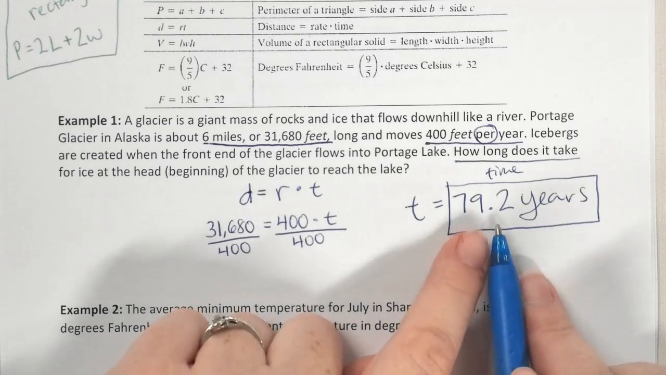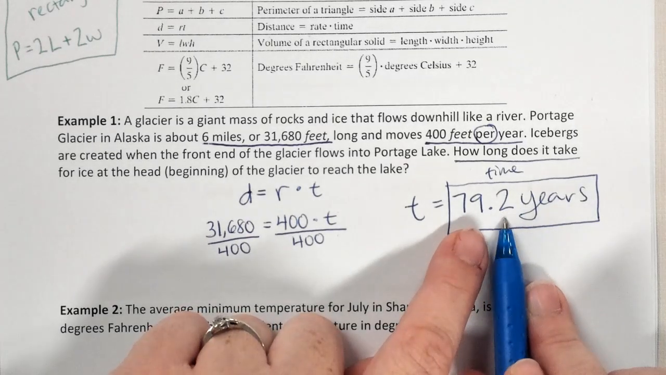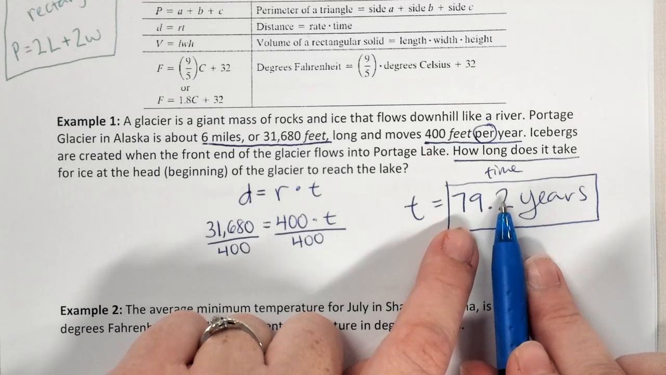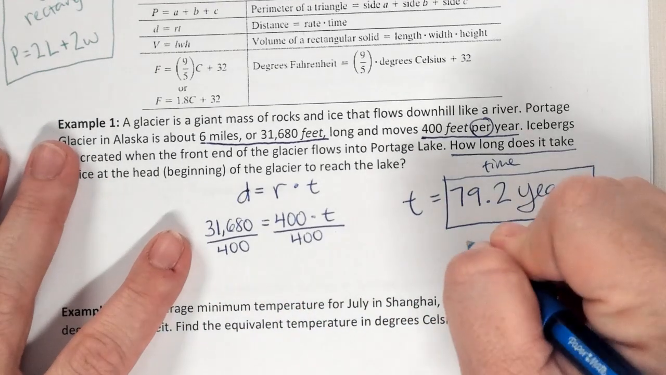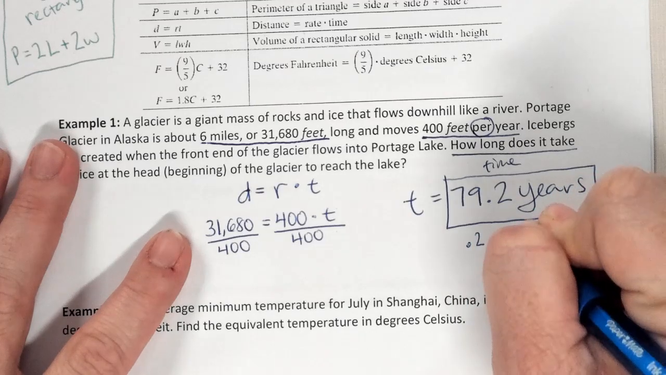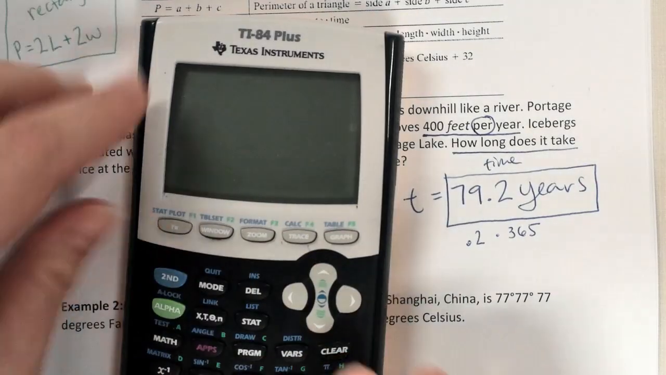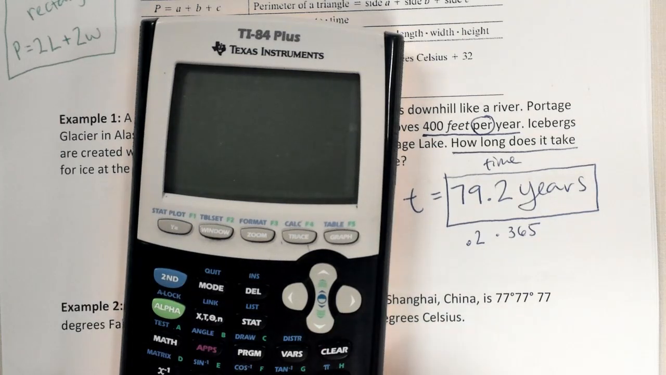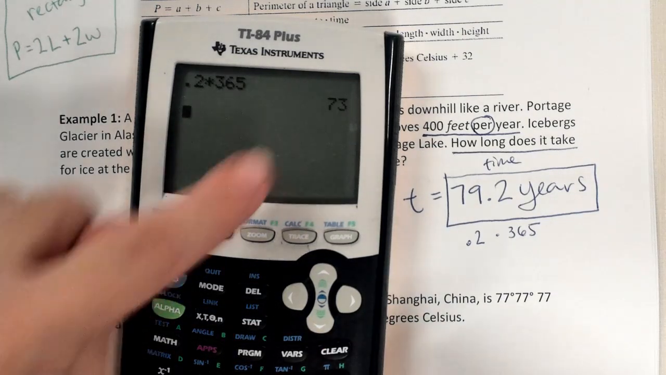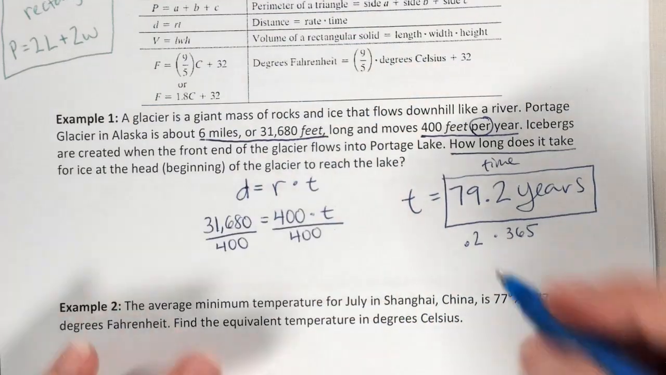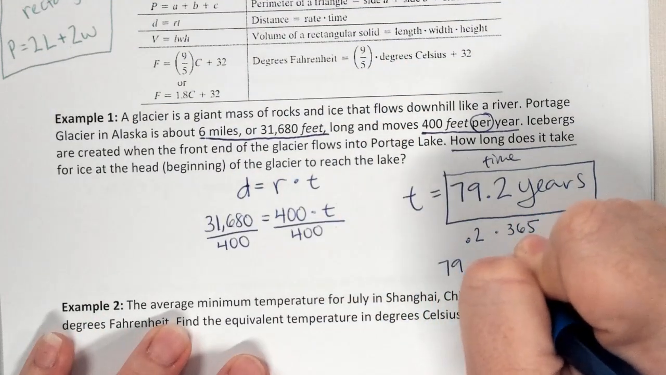Well, it's already at the nearest tenth, but how would you know how many days that 0.2 represents? Do y'all know how to find that? What you can do is take your decimal, so 0.2 times 365, because how many days are in a year? 365. So if you do 0.2 times 365, how many days is it going to be? 73.